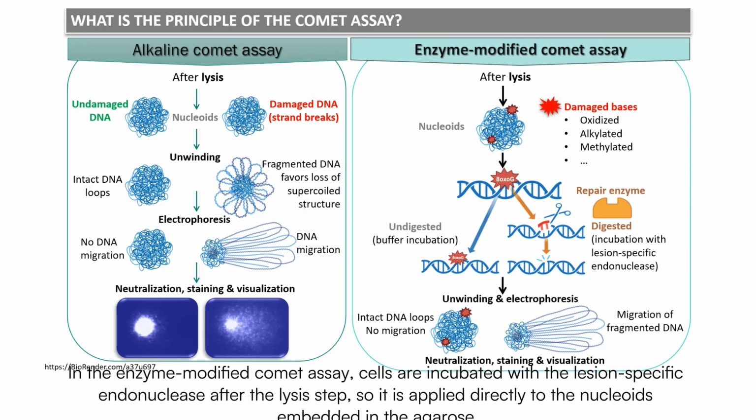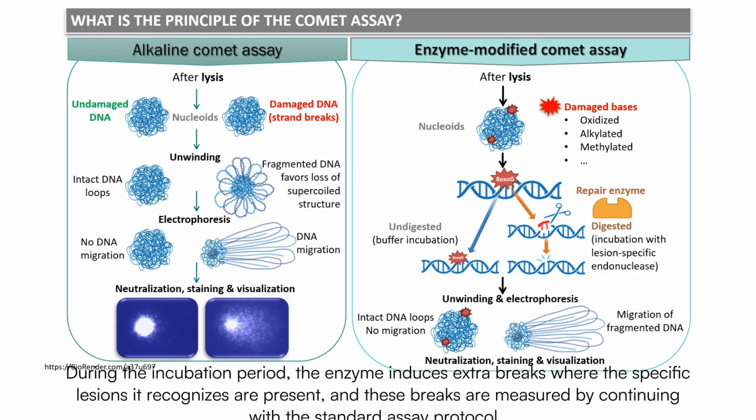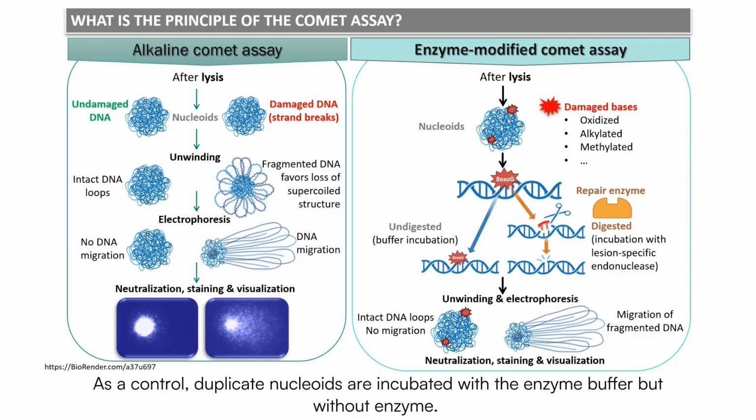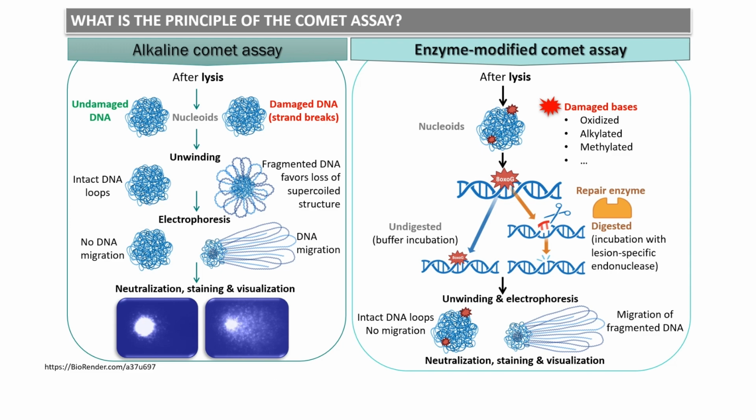In the enzyme-modified COMET assay, cells are incubated with the lesion-specific endonuclease after the lysis step, so it is applied directly to the nucleoids embedded in the agarose. During the incubation period, this enzyme induces extra breaks where the specific lesions it recognizes are present, and these breaks are measured by continuing with the standard assay protocol. As a control, duplicate nucleoids are incubated with enzyme buffer, but without enzyme.